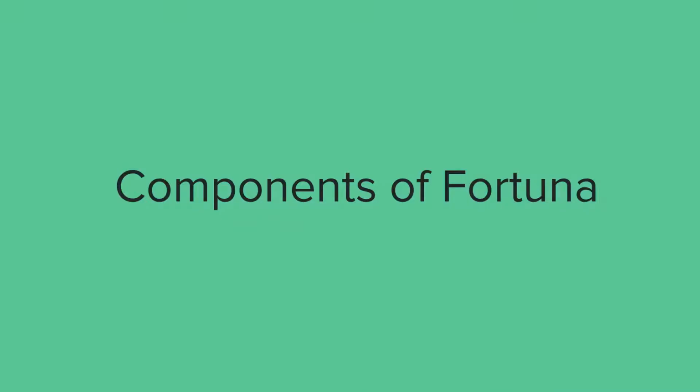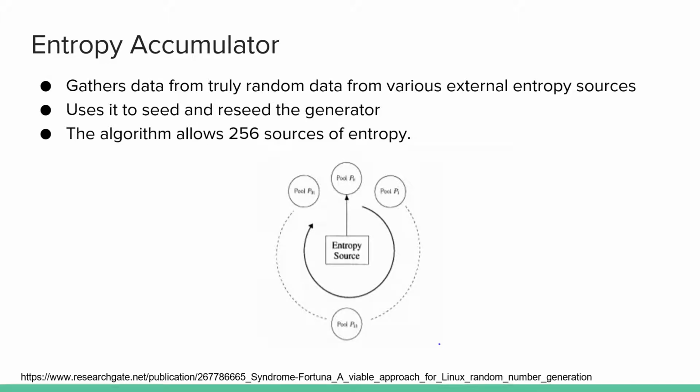All right, so now we have a base of what a CSPRNG is and what Fortuna might look like. Now it's time to actually go into its skeleton and study each of its components in more detail. The first component is the entropy accumulator. The steps it follows are basically gathering truly random data generated from various external entropy sources, then using it to seed and reseed the generator. The algorithm for Fortuna allows 256 sources of entropy. This is based on the implementation that we referred to for this presentation.